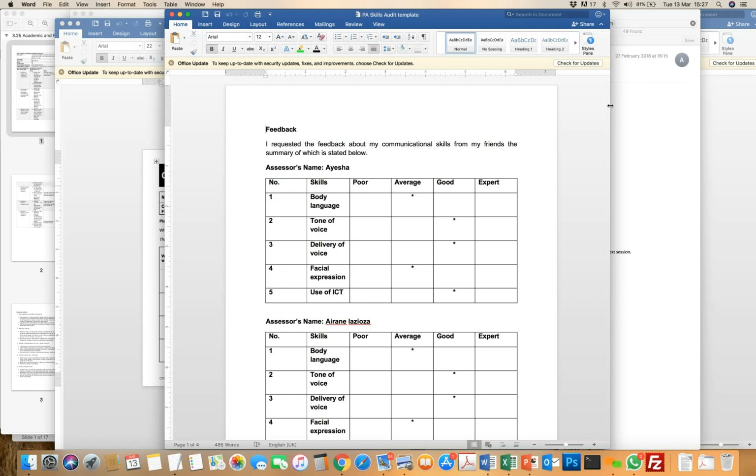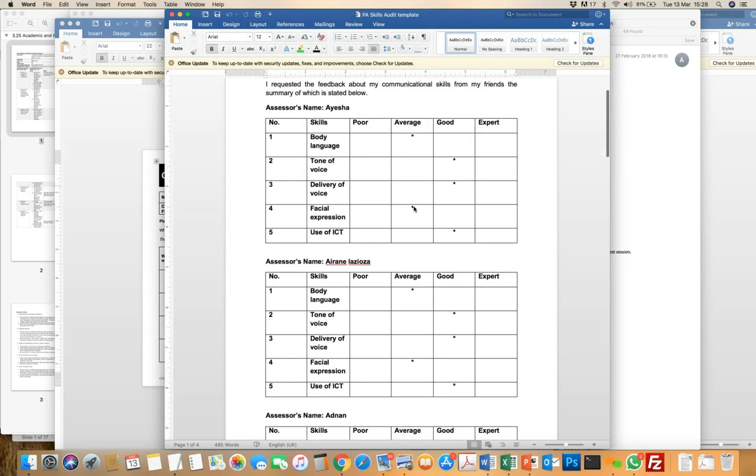You could look at doing a skills audit on the basis of your body language, your tone of voice, delivery, facial expressions, and the use of ICT in terms of your IT knowledge. But you could expand this by adding a lot of areas which you feel you need to check on, and then classify them as areas of your strengths. They could be personal and professional, and this can be related to the scores you get here. It could be just poor, average, good, or outstanding, whichever scale you choose. But use a generally accepted scale, and then you pick this up and put it into your SWOT.